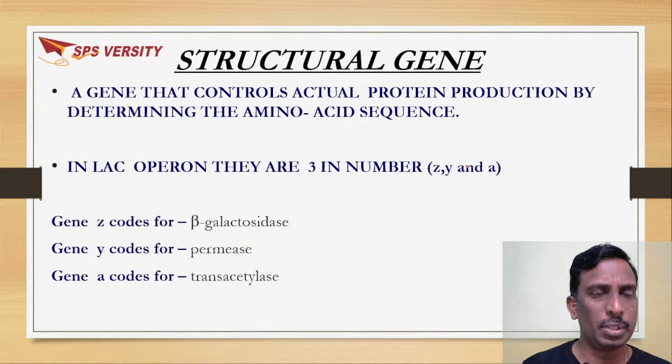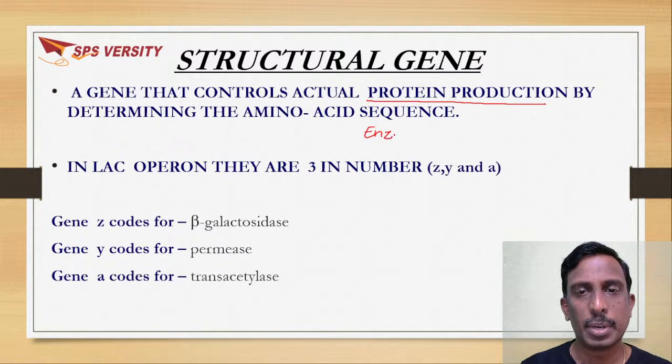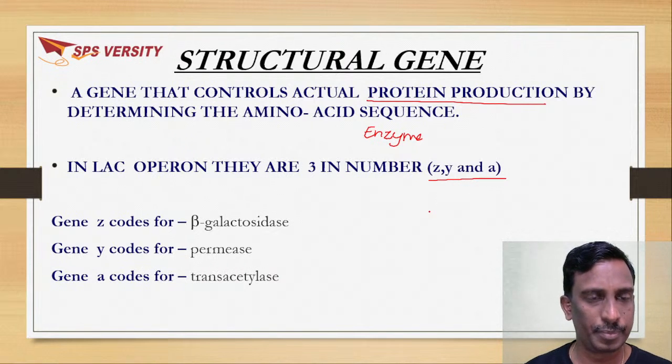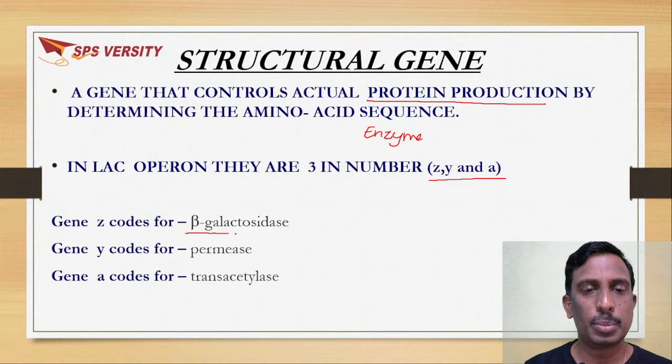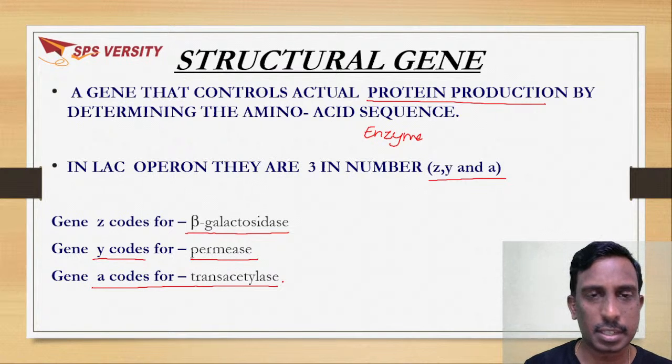When you come to the structural genes, these are genes that control protein production. Here the proteins are nothing but the enzymes, because enzymes are made up of proteins. In the structural genes there are three genes, LAC-Z, Y, A. LAC-Z will produce beta-galactosidase, LAC-Y will code for the protein permease, and LAC-A will code for the enzyme transacetylase. So these are the three structural genes.